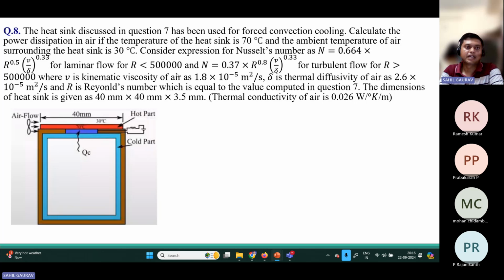where mu is the kinematic viscosity of air as 1.8 into 10 to the power minus 5 meter square per second, del is the thermal diffusivity of air as 2.6 into 10 to the power minus 5 meter square per second, and Re is the Reynolds number, which is equal to the value computed in question 7. Dimension of heat sink is given as 40 mm cross 40 mm cross 3.5 mm. Thermal conductivity of air is 0.026 watt per degree Kelvin per meter.